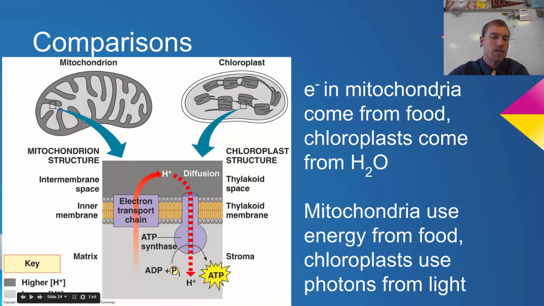So there are a few comparisons we can obviously make between the mitochondria and the chloroplast, particularly when it comes to this part of it. We've got some sort of electron transport chain that is driving ATP synthase using chemiosmosis, producing ATP. A couple of things are different. The electrons in mitochondria come from food, while the electrons in chloroplasts come from water. And that water is then split apart. This is why water is so important for plants. And mitochondria use energy from the food, whereas chloroplasts use the photons from light that they are bringing in.